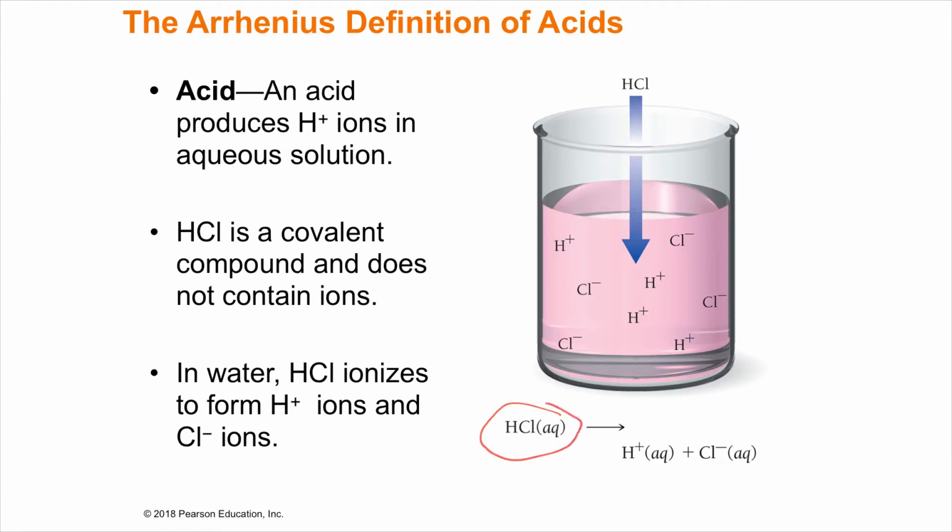And so you see the example down here of HCl, and it has a hydrogen in it. And when it's dissolved in water, right, that's the aq, it's going to produce hydrogen ions, and it's going to produce chloride ions. According to the Arrhenius definition, that hydrogen ion production specifies that HCl is an acid.